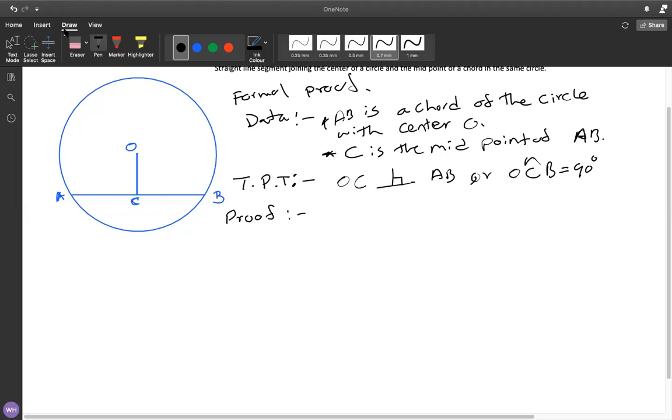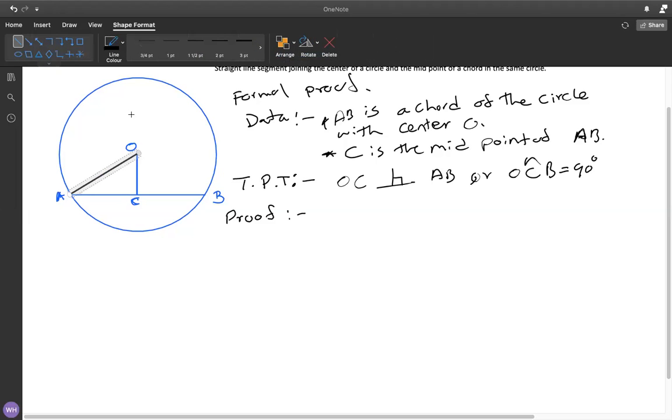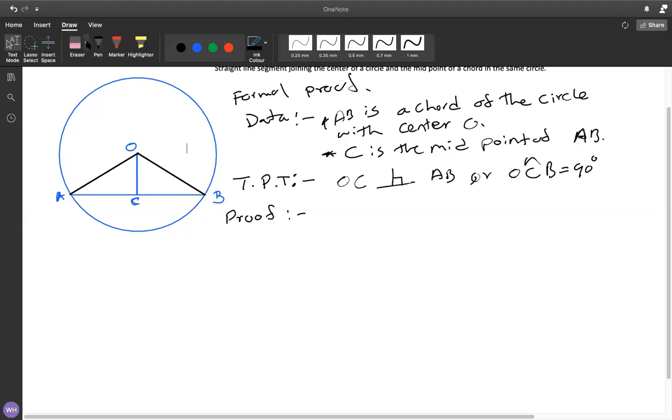actually before going for the proof, I will need a small construction. So I will do it here, joining these two points. All right, like this. Let's take a small eraser. Since it is a construction, I would like to draw it with dotted lines. All right. So you better write the construction as well.